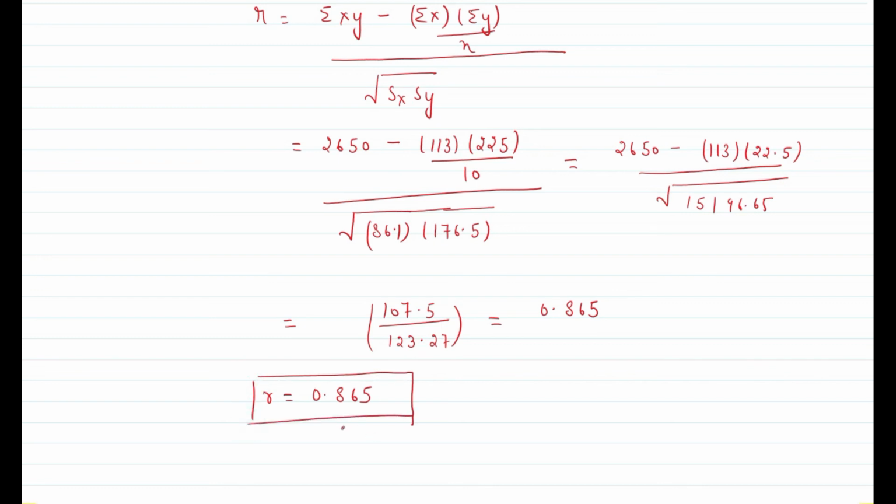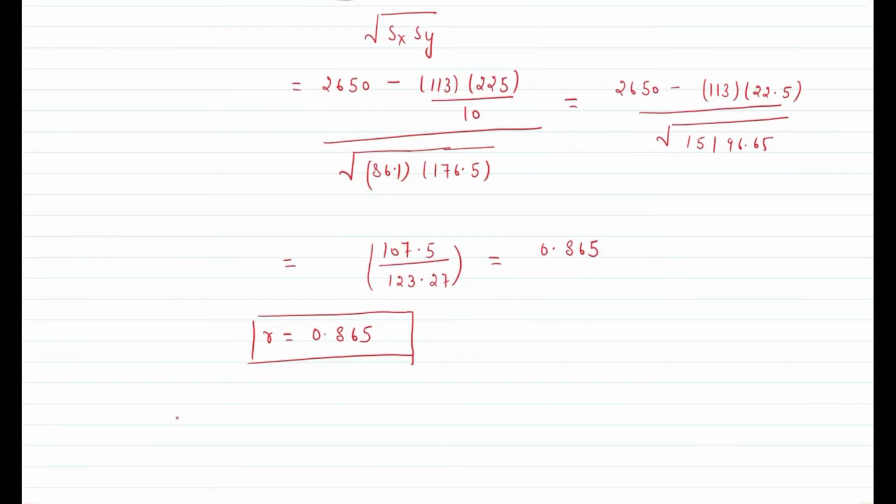Now we have the value of R, that is 0.865. What does it show? The plus sign shows that the linearity is positive, that is, the slope of the graph is positive, right?